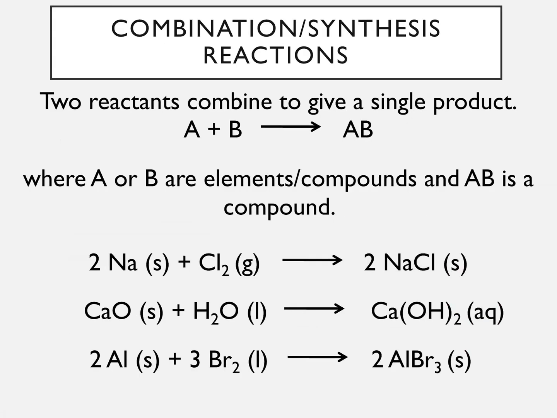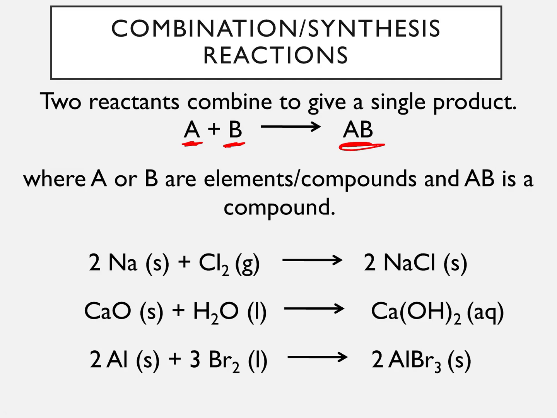The first one is combination or synthesis reactions. And in combination reactions, we have 2 reactants that are combining to give a single product. So that's A plus B gives AB, right? So these 2 things are combining together to make one thing. And it doesn't matter if A and B are elements or if they are compounds. All it matters is you start with stuff that's separate and you end with them bonded together, okay?